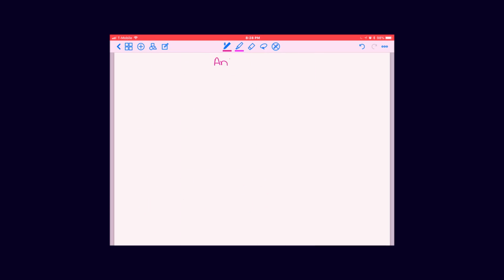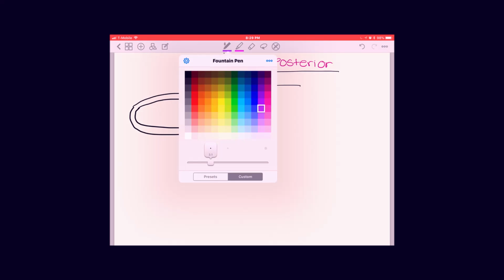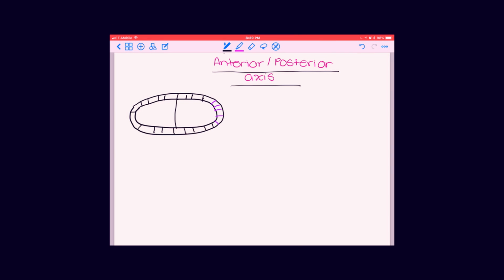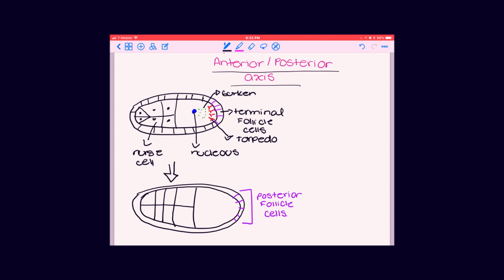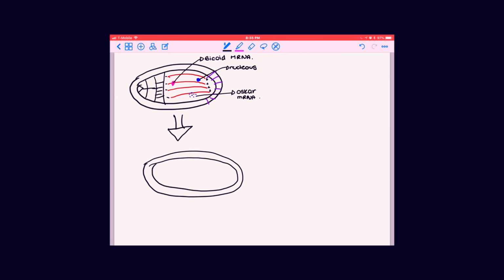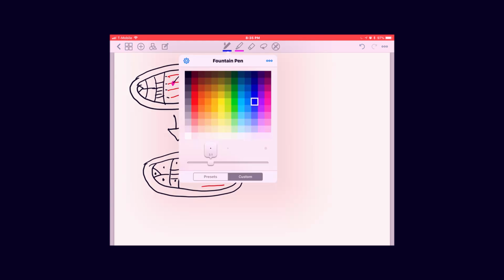Next up, we have body axis setup, both anterior-posterior and dorsal-ventral. The anterior-posterior axis is set up during oogenesis. For the posterior axis, the oocyte nucleus moves to the posterior side of the egg chamber and creates a protein, Gurken, which binds to Torpedo, a receptor expressed by the terminal follicle cells. When this happens, the cells differentiate into posterior follicle cells, and at the same time activate protein kinase A in the egg. This protein causes microtubules to orient positive to negative, with the positive end being at the posterior side and the negative at the anterior.